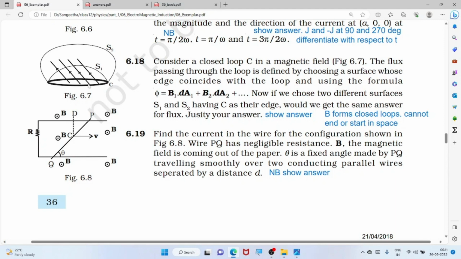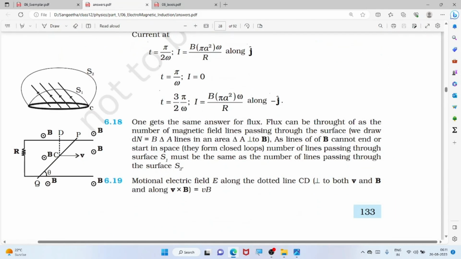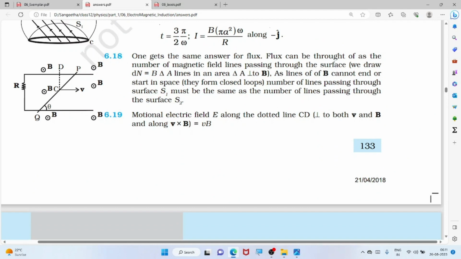Magnetic field lines form closed loops. The same lines will pass through the surface. They cannot end or start in space. One gets the same answer for the flux. Flux can be thought of as the number of magnetic field lines passing through the surface. As the lines of B cannot end or start in space, they form closed loops. The number of lines passing through both surfaces will be the same, so the flux will be the same.